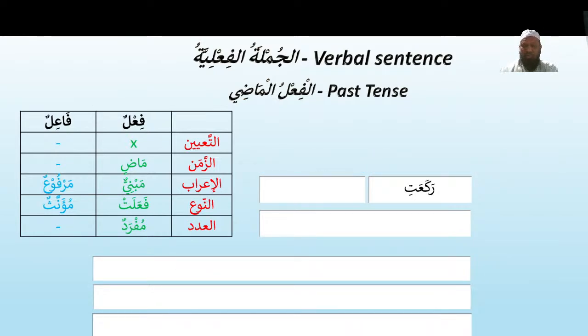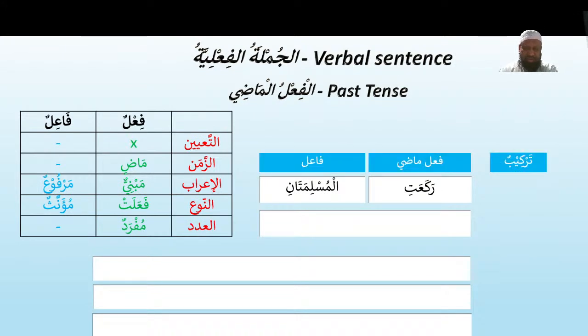Next, ركعت. Because I already have a fa'il, so I put the kasra there. المسلمتان is مثنى. So ركعت المسلمتان. ركع means to bow. So تركيب: ركع فعل, المسلمتان فاعل. Translation: the two female Muslims bowed.